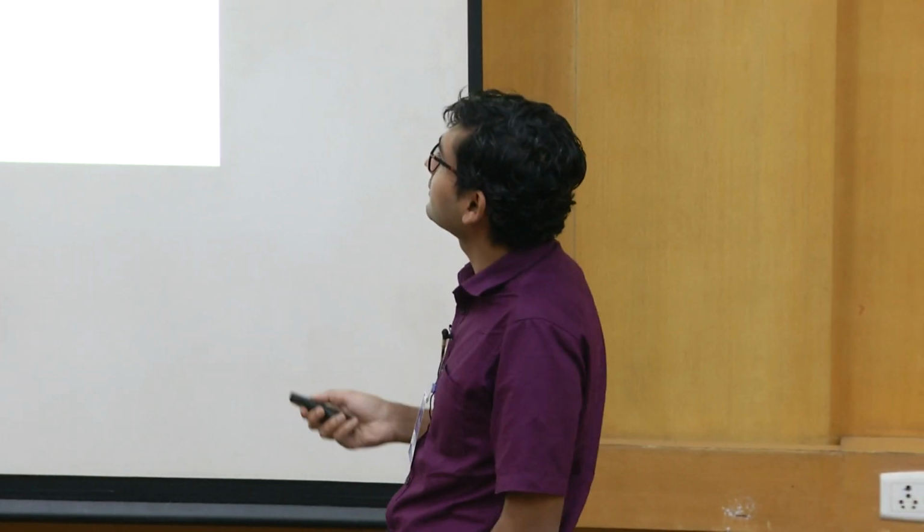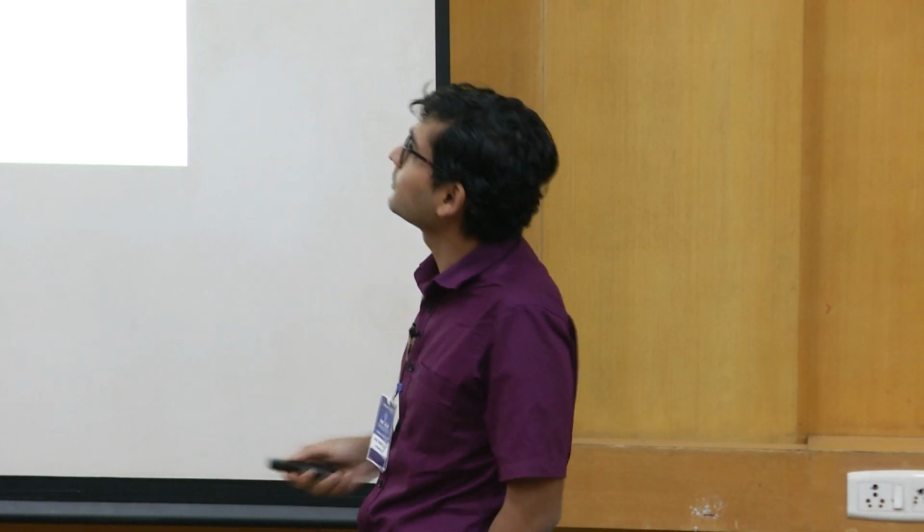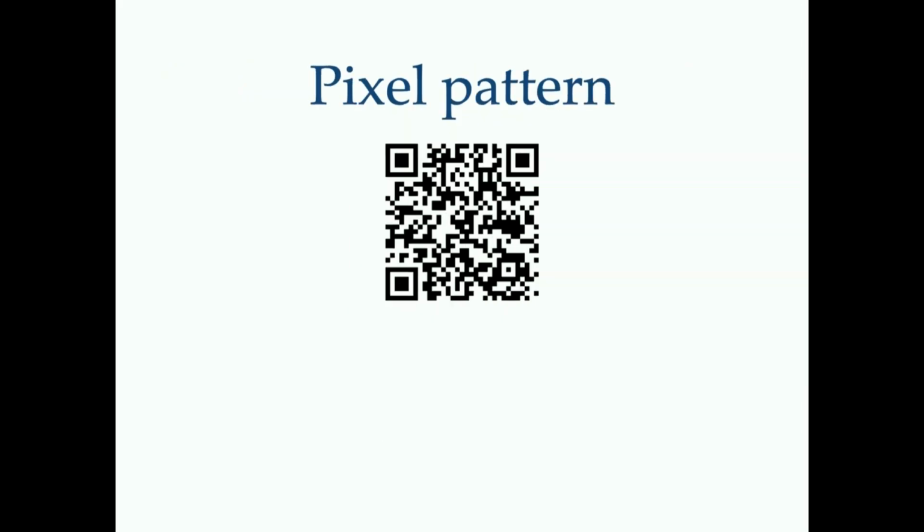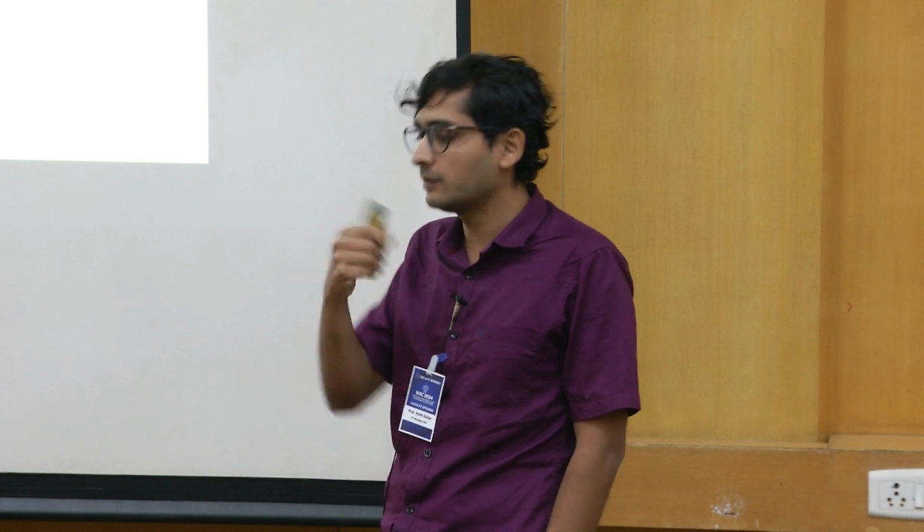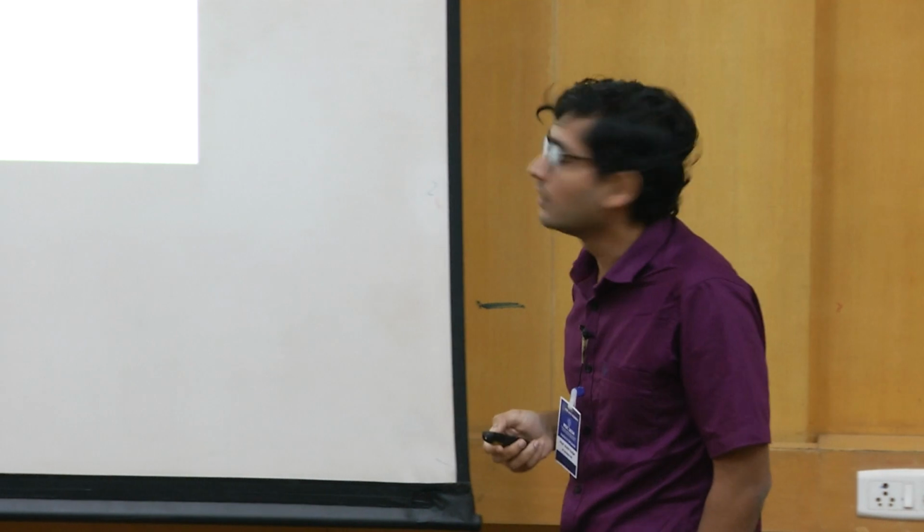Let's first see some basic facts about QR codes. There is some pixel pattern, and it comes in many variations. You must have seen it. This is a grid of 33 by 33 pixels. The smallest is 21 by 21, and then it increases with a gap of 4: 21, 25, 29, 33, and so on. There are 40 variations.